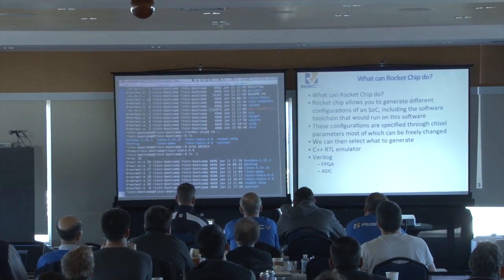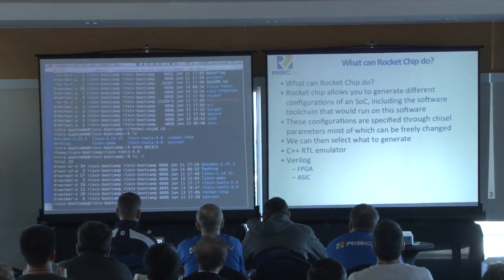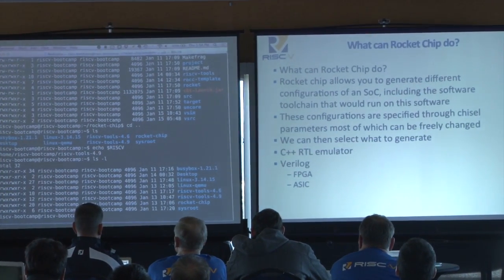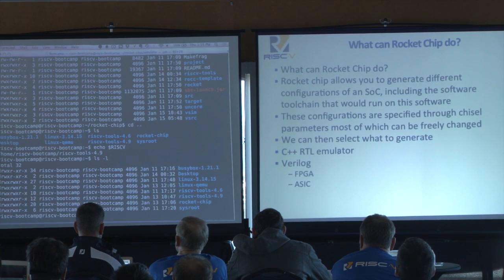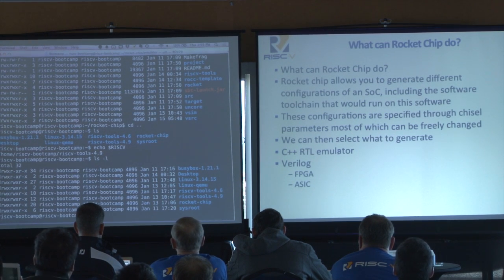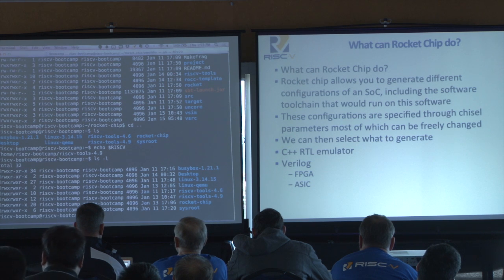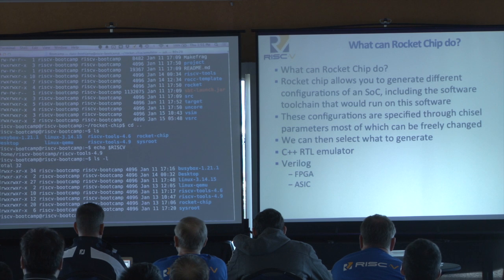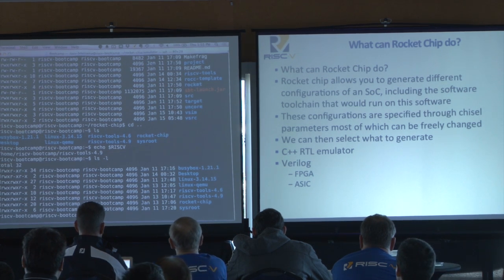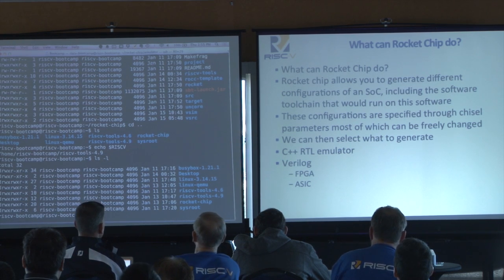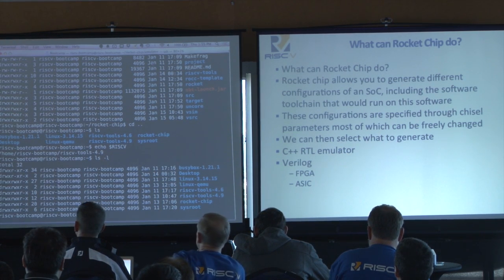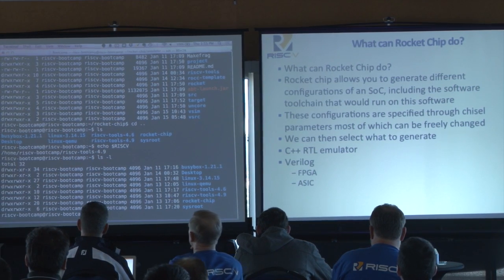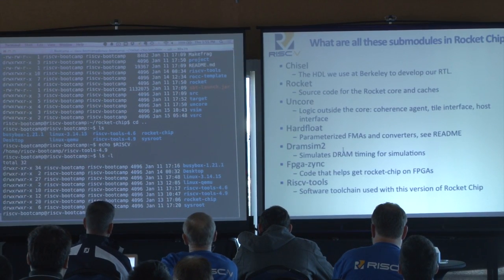Basically, RoCC is a chip generator that allows you to set up different configurations for an SoC, and it includes all the software and tools that you need to run these things. These configurations are specified through the Chisel parameters that you've heard a little bit about, and most of them can be freely changed. Once you've selected what you generate, you go down one of two routes: a C++ emulator, or Verilog generation for FPGA or ASIC backends.